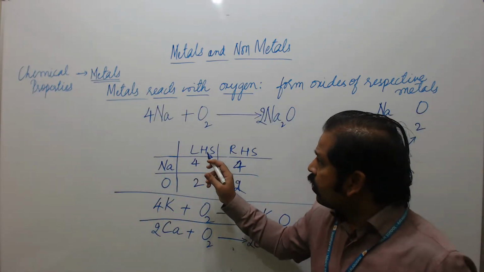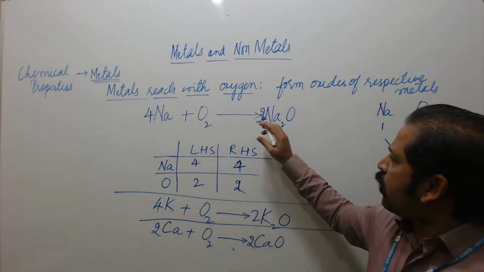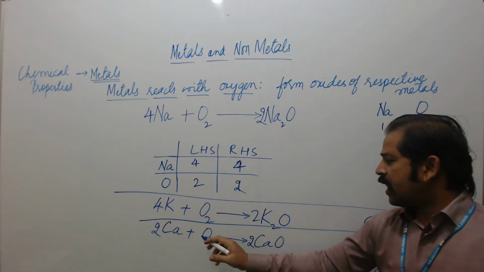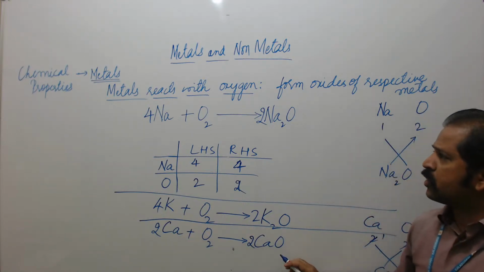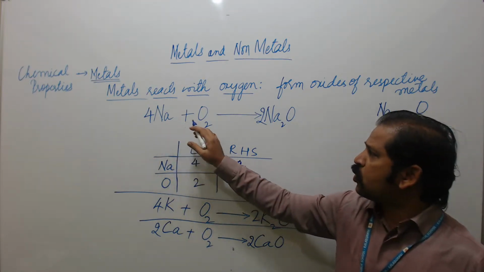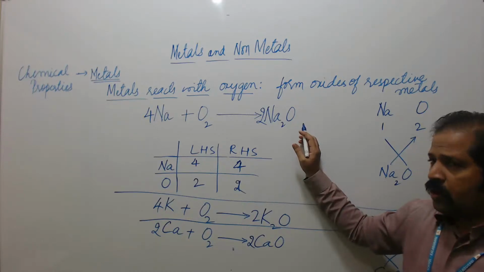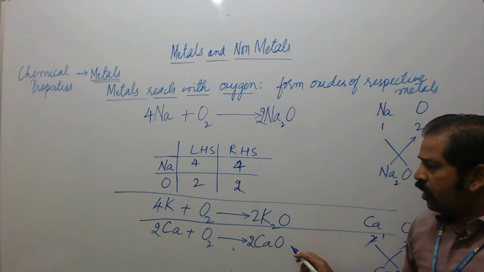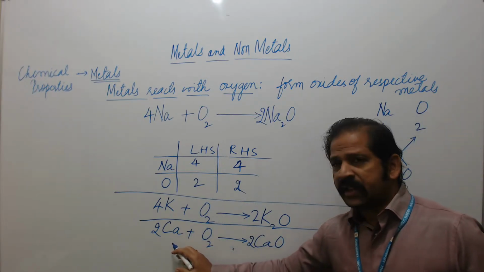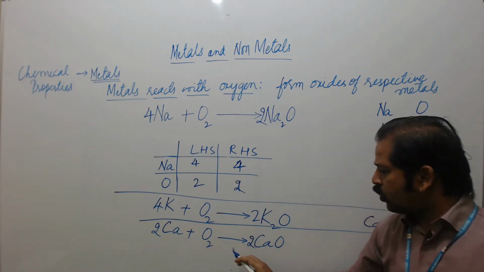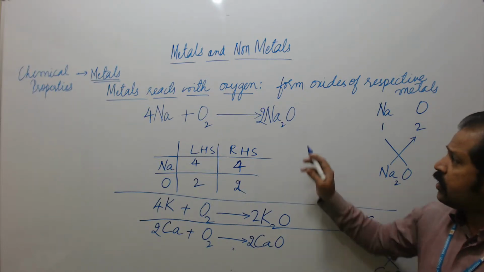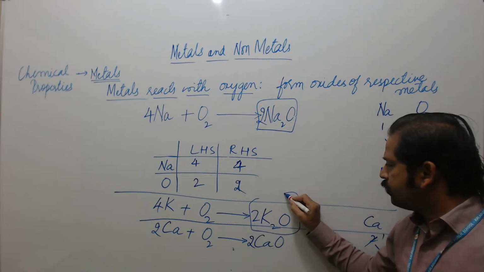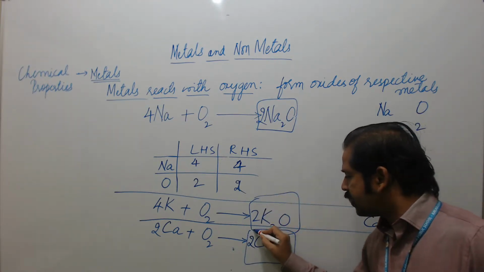Yes, sodium is reacting with oxygen to form sodium oxide, potassium is reacting with oxygen to form potassium oxide, and calcium is reacting with oxygen to form calcium oxide. 4Na plus O2 to give 2Na2O. We have to balance the equation also. 4K plus O2 to give 2K2O, and 2Ca, that is calcium reacting with oxygen, 2Ca plus O2 gives 2CaO. Yes, these all have formed oxides.